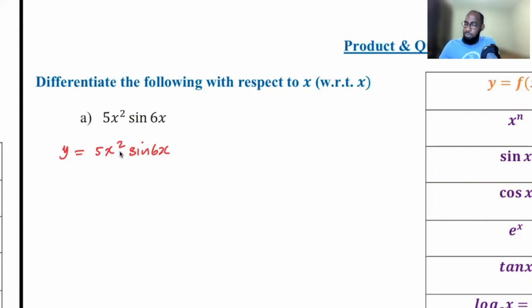Now, I will apply product rule to this entire 5x squared. Some people may apply product rule to the x squared alone and then call this one v, and then multiply 5 by whatever is in the brackets. I find that is a little extra work that I'll run away from. So I will say u is equal to 5x squared, and I'll say v is equal to sine 6x.